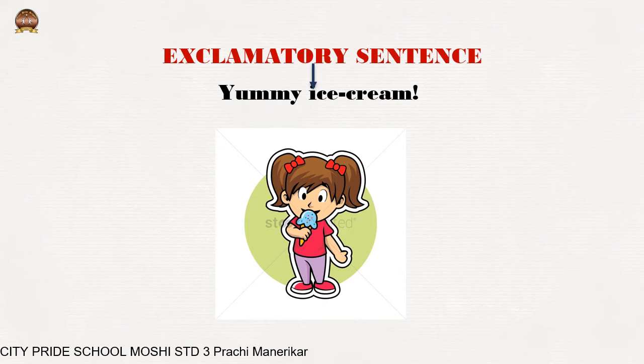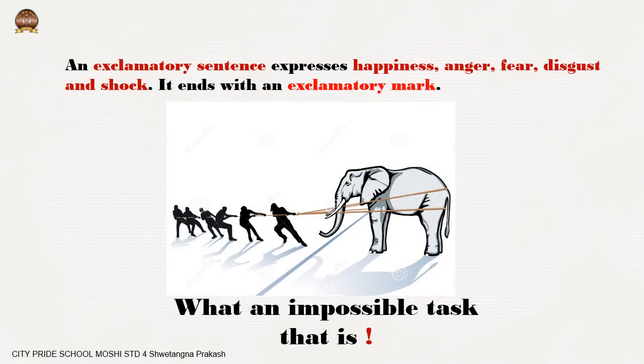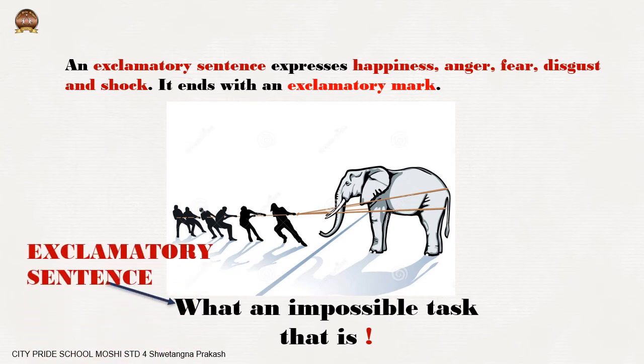Exclamatory sentence came finally. It begins sometimes with an exclamatory word or a question word. An exclamatory sentence expresses happiness, anger, fear, disgust, and shock. It ends with an exclamation mark. Now, two types of sentences, imperative and assertive, end with a full stop. Interrogative sentences end with question marks, and exclamatory sentences end with an exclamation mark, and imperative sentences also can end with an exclamation mark. So it's an exclamatory sentence.